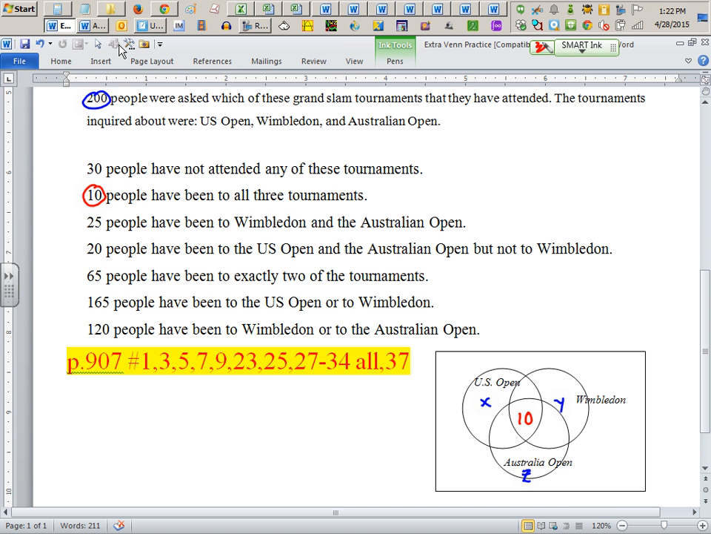And the other one that's pretty easy is 30 people have not attended any tournament. So you could put a 30 outside. So those are more or less given. Okay, so we took care of these 2 sentences.